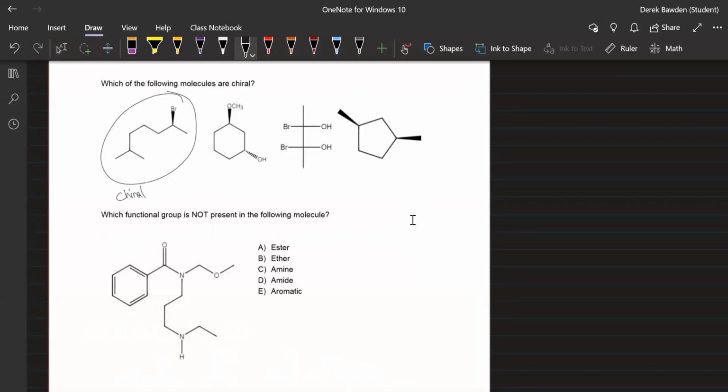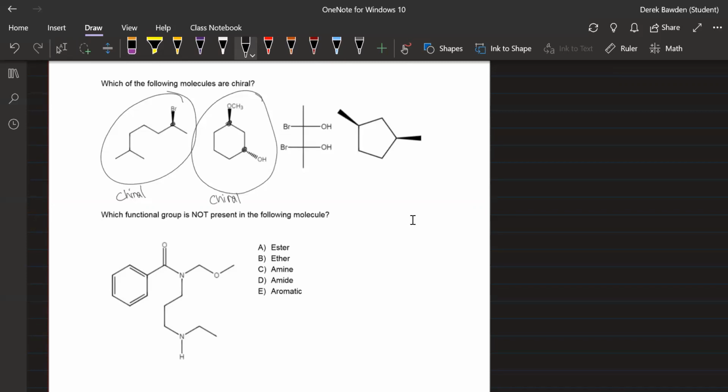Let's talk about the second one. Do we have a stereocenter? Yeah, we actually have 2. Is there a plane of symmetry? The only one I could really possibly see is that, but no. One, the groups are different, and two, one's on a dash and one's on a wedge. So there's no plane of symmetry. So yes, this one is chiral.